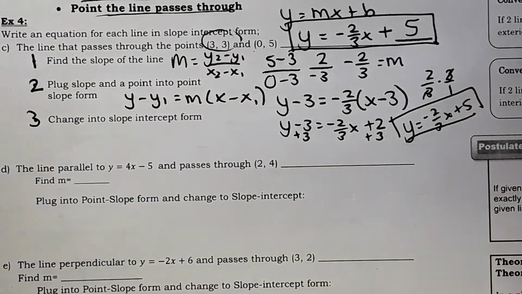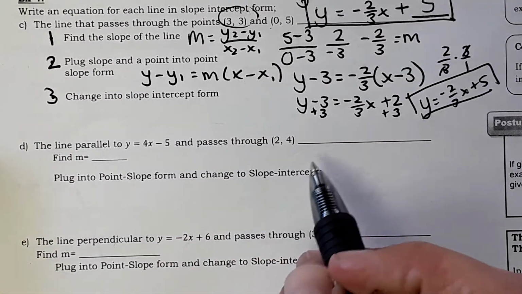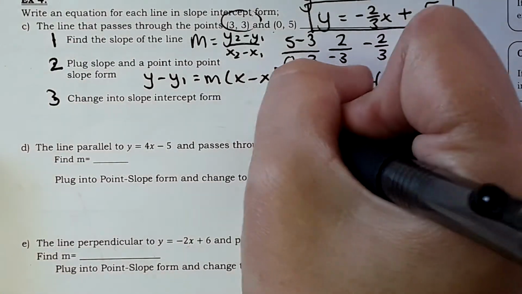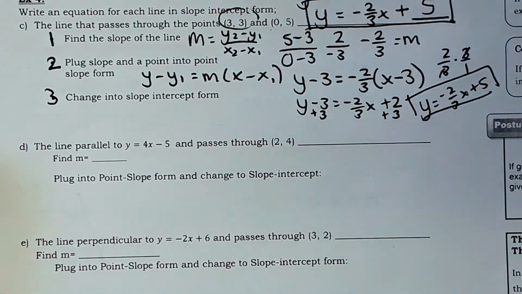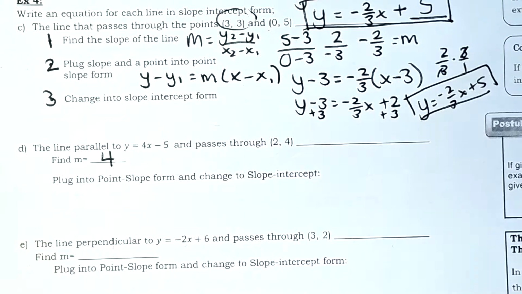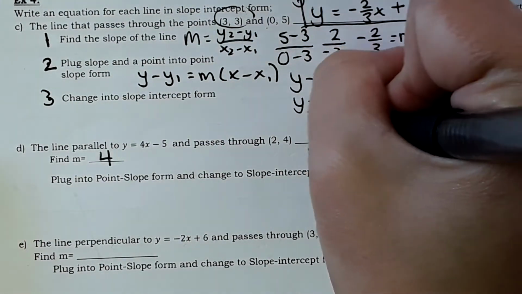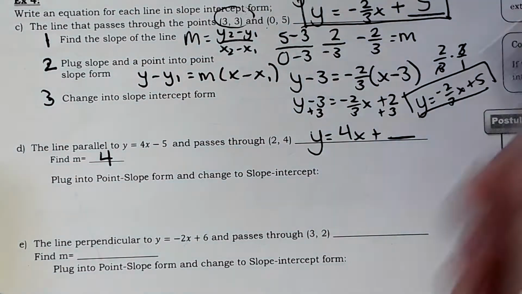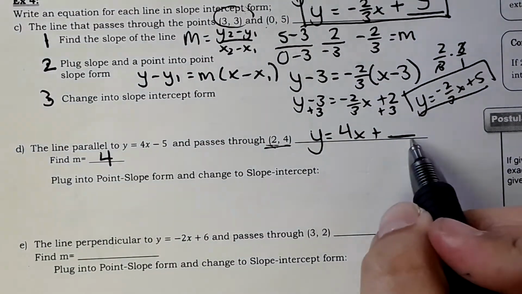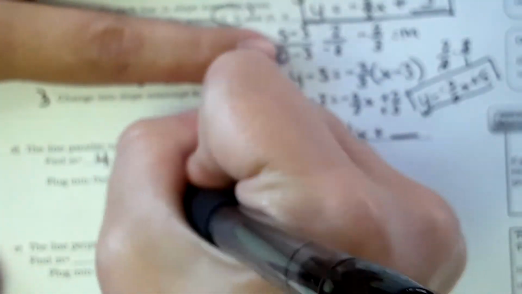Okay, next one. The line parallel to this and passes through these points. So a line parallel to this would have what slope? The same one. So our m is going to be 4. So we're looking for an equation that's y equals 4x plus, and we don't know our y-intercept, but we are given a point on the line. We use that point slope form. So y minus the y equals the slope times x minus the x.